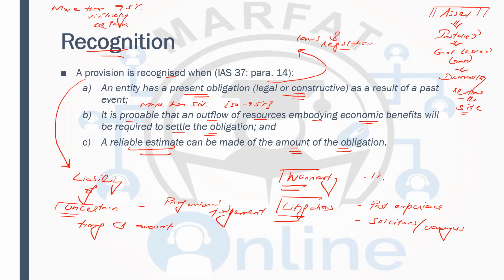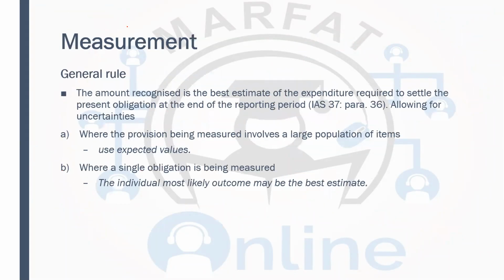A reliable estimate can be made of the amount of the obligation. This is the recognition criteria. Now you have the measurement. The general rule is the amount recognized is the best estimate of the expenditure required to settle the present obligation. We have already discussed this in quite some detail.